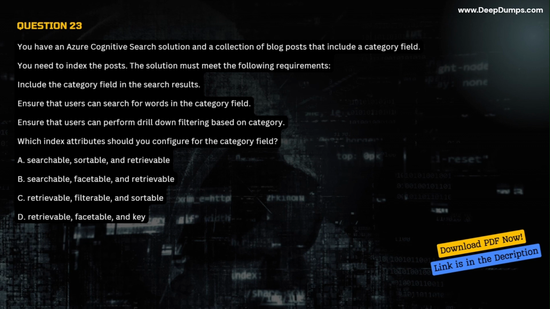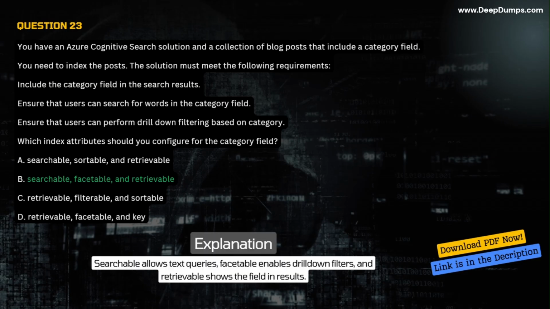A. Searchable, sortable, and retrievable. B. Searchable, facetable, and retrievable. C. Retrievable, filterable, and sortable. D. Retrievable, facetable, and key. Correct answer B. Searchable, facetable, and retrievable. Explanation. Searchable allows text queries, facetable enables drill-down filters, and retrievable shows the field in results.